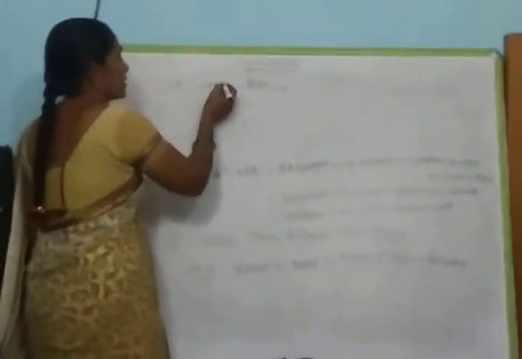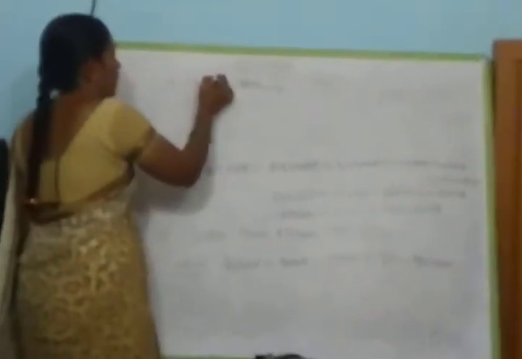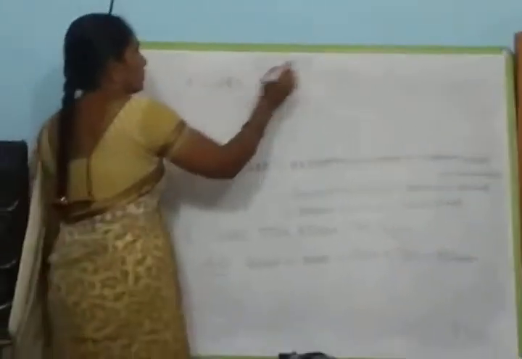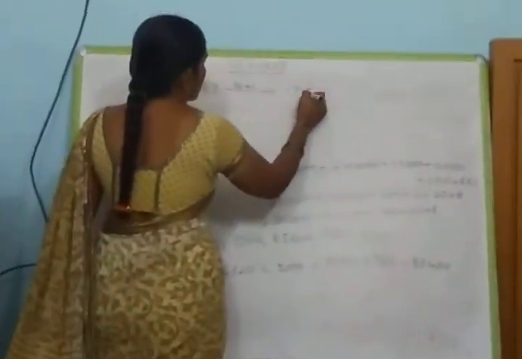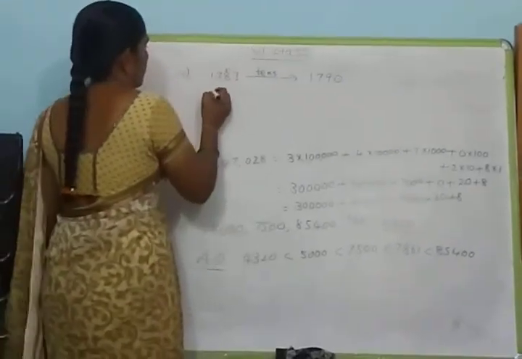Next, third question, round off to the nearest tens, hundreds. 1,787, nearest tens. I already explained in the classes: when you are rounding to the tens place, you have to see the ones place digit. Here 7 is there. 7 is greater than 5. So we have to add 1 to 8, remaining 0. So what is it? The nearest is 1,790.